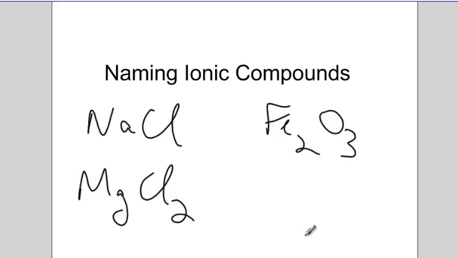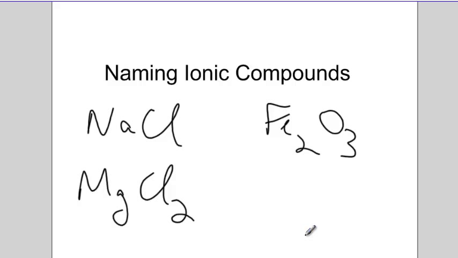Remember, names have to be unambiguous. When somebody says a name, that's got to immediately lead to a formula, and only one possibility for formula. And vice versa, of course. A formula can only lead to one possibility for name.